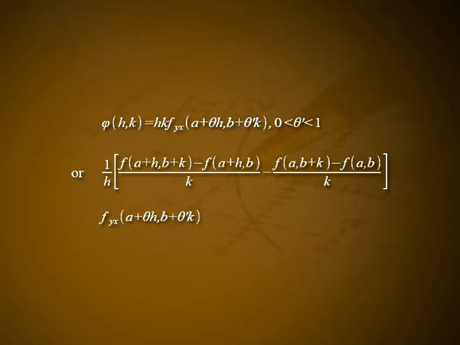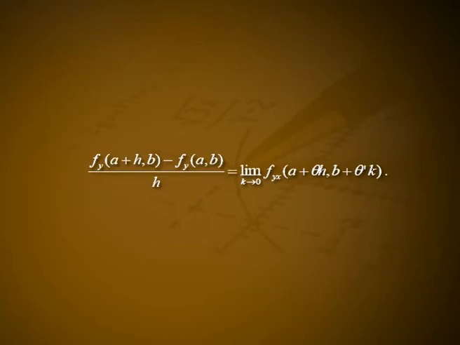Again, since f_yx exists in a neighborhood of (a, b), the function f_x is derivable with respect to y in the closed interval [b, b+k], and therefore by Lagrange's mean value theorem we get from 2, phi(h, k) is equal to hk into f_yx(a + theta h, b + theta' k) for 0 less than theta' less than 1, or 1 by h into [f(a+h, b+k) minus f(a+h, b)] divided by k minus [f(a, b+k) minus f(a, b)] divided by k, which is equal to f_yx(a + theta h, b + theta' k).